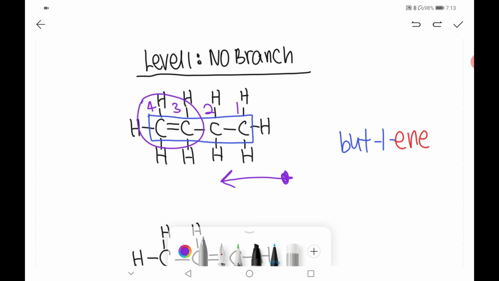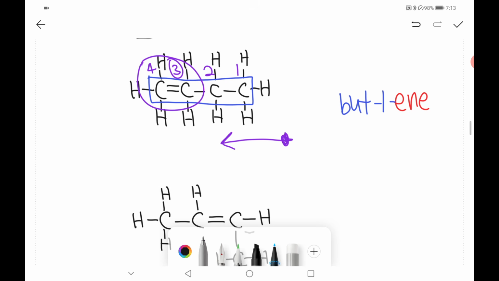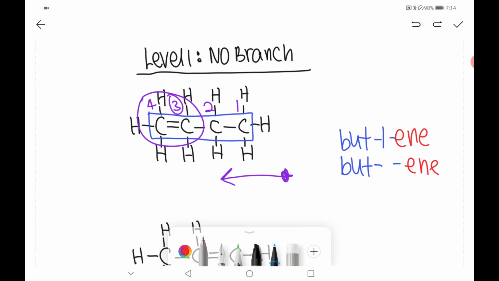We always need to choose the smaller number. So number 3 is smaller than number 4, so we will choose number 3. So the name now is called what? You still call it but, you still call it ene. Remember, when you change the direction, the name is exactly the same. Copy paste. When you change direction, the only thing different is the number. So if you count from the right to the left, the smaller number here is 3. So this is called but-3-ene.